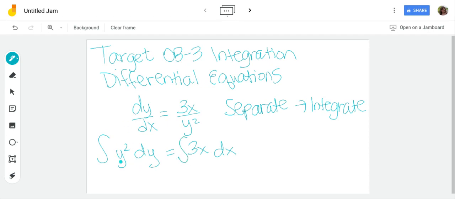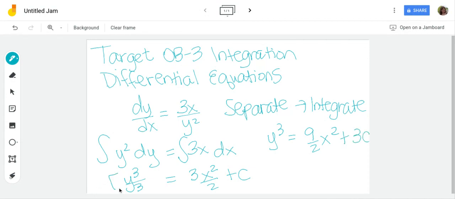So we do the antiderivative. That would be y cubed divided by 3. And typically you put a plus c, but we're only going to put the plus c on the right side. The antiderivative here would be 3x squared over 2. And then we would want to solve for y. If I was solving for y, I'd probably multiply through by 3, and that would give me 9/2 x squared plus 3c, because I just multiplied everybody by 3.